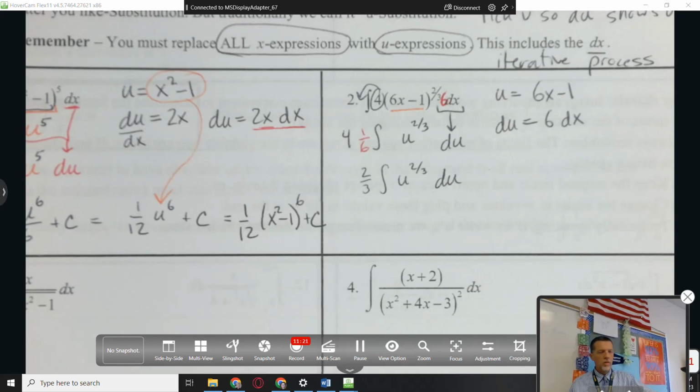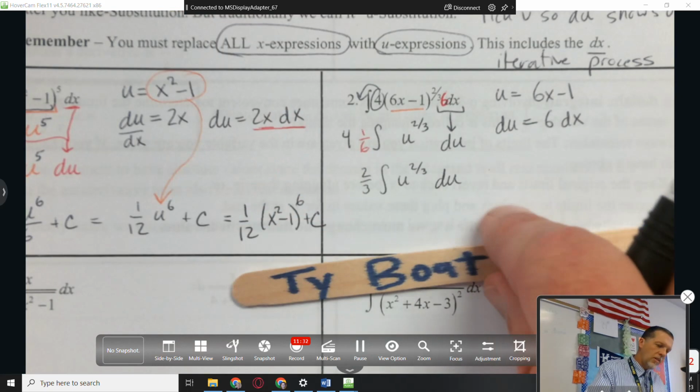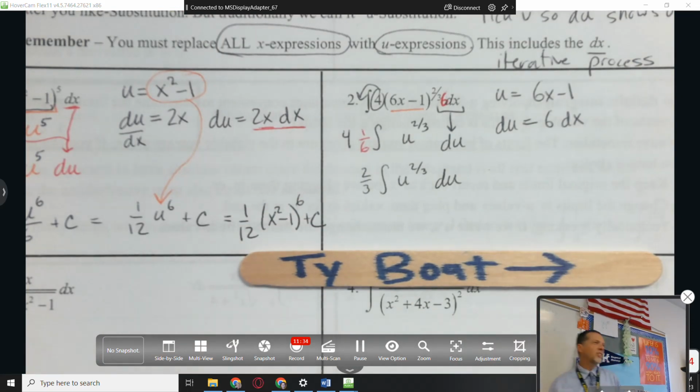Okay, we can do that. Okay, so that was a little bit of algebra and calculus acrobatics there to make that work. But I should be able to handle this now. Right, Ty? What's the antiderivative of u to the 2/3?